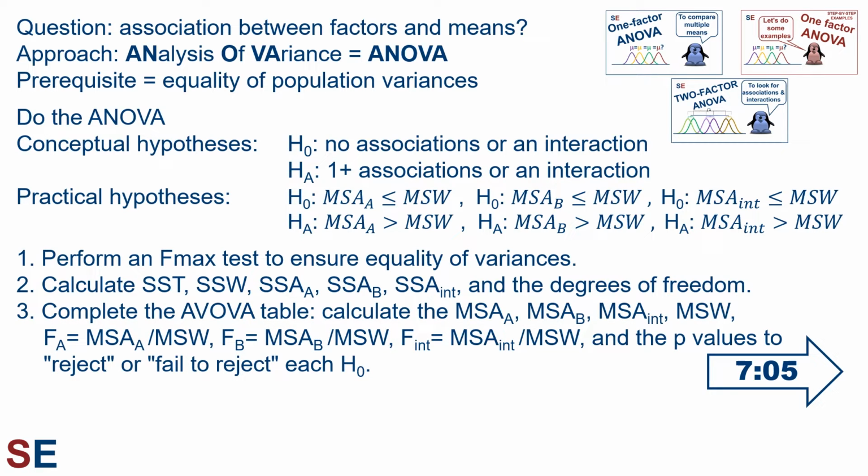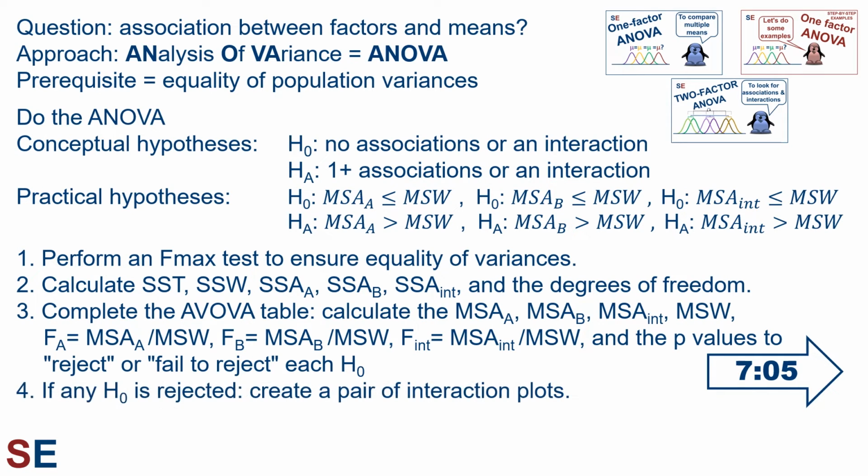First, we calculate the mean sums values by dividing each sum of squares value by the degrees of freedom. Then we calculate 3 F values for 3 F tests. F sub A to test for the association with factor A, F sub B to test for the association with factor B, and F sub int to test for the interaction between the factors. These F tests are all similar to the one-factor ANOVA. Lastly, we determine 3 p-values and reject or fail to reject each null hypothesis based on these values.